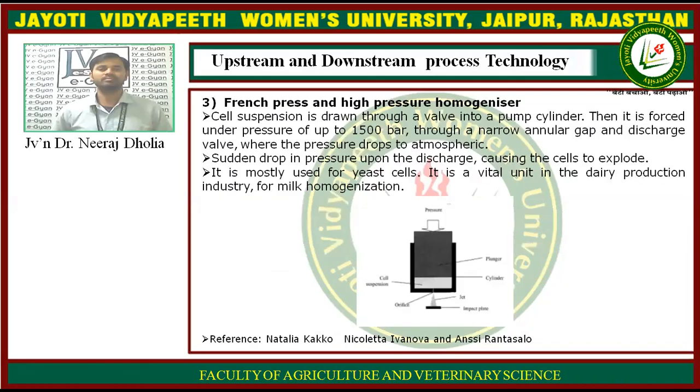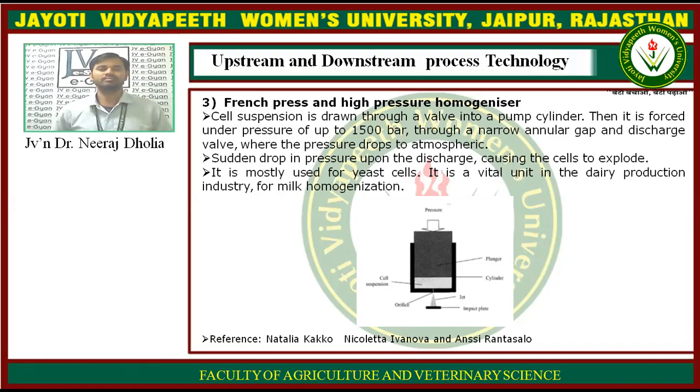Okay. So the next method is the French press and high pressure homogenization. The cell suspension is drawn through a valve into a pump cylinder. Then it is forced under a pressure of up to 1500 bar through a narrow annular gap and discharge valve, where the pressure drops to atmospheric. So what is that? You have the cell suspension, and it is filled in a pump cylinder, and in the cylinder it feels high pressure, 1500 bar, and in this pressure the cell suspension is forced to discharge through a narrow valve.